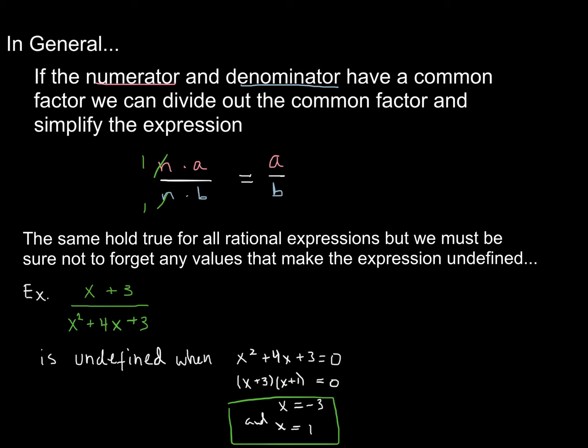Okay, so as you'll recall, a rational expression is undefined when the denominator is equal to 0. So we set our denominator equal to 0 and solve. Here we can factor this nicely, and so we can see that the denominator will be equal to 0 when x is equal to -3, or when x is equal to -1. Now that we have that in mind, we can go back to our rational expression and try and simplify it.